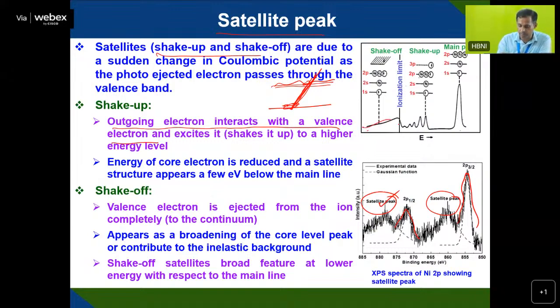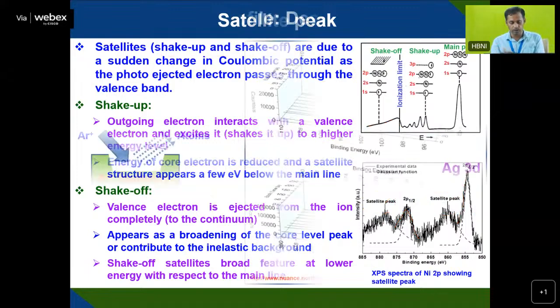You will be able to see here the main peak and the satellite peak. These two types of peaks, the main peak and the satellite peak, you will be able to see depending upon how the photoelectron interacts with the valence electrons while it goes out from the system. So that you will see.